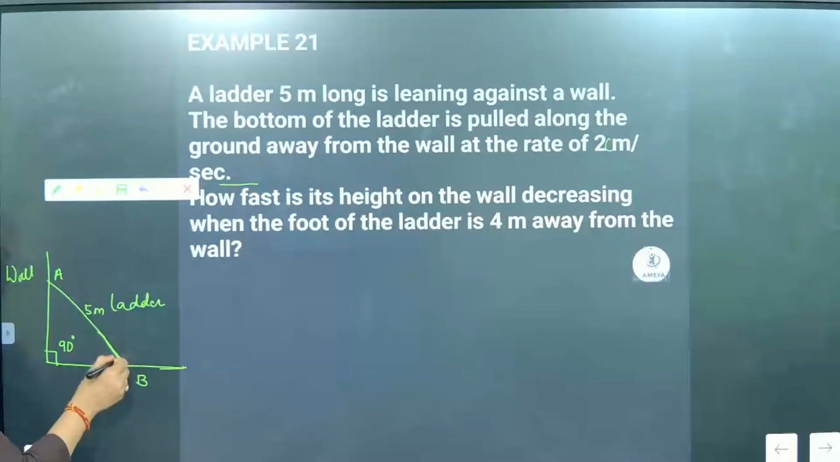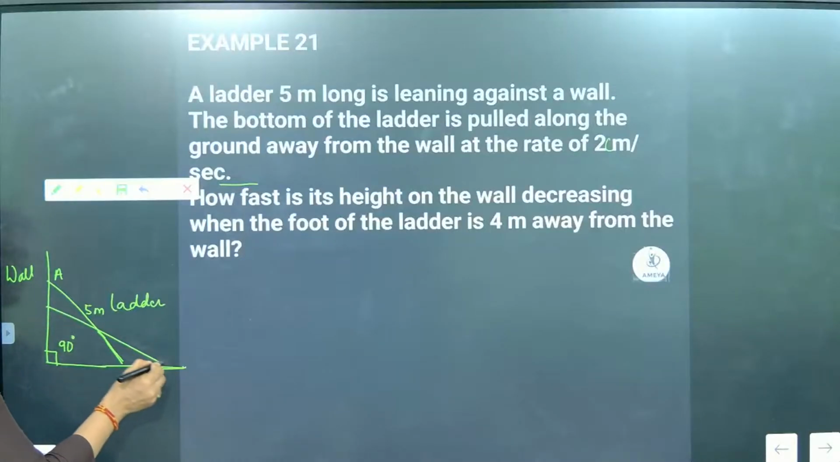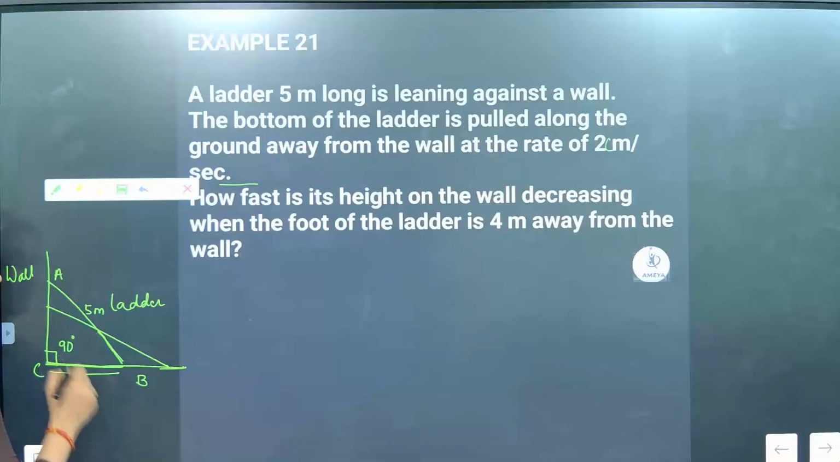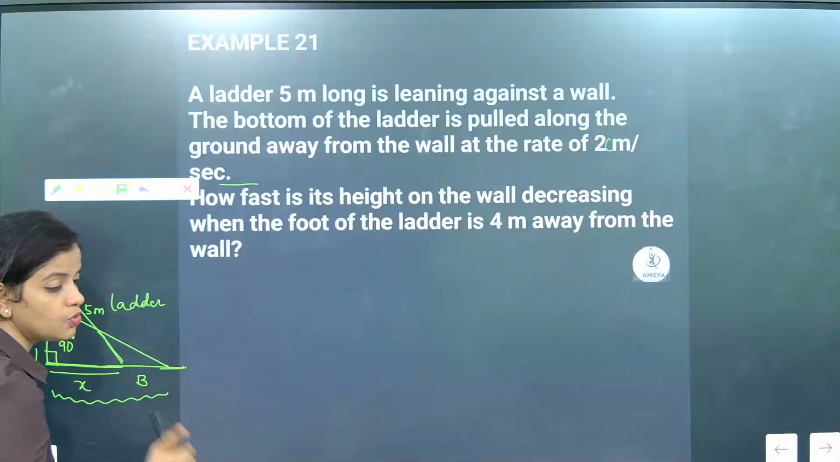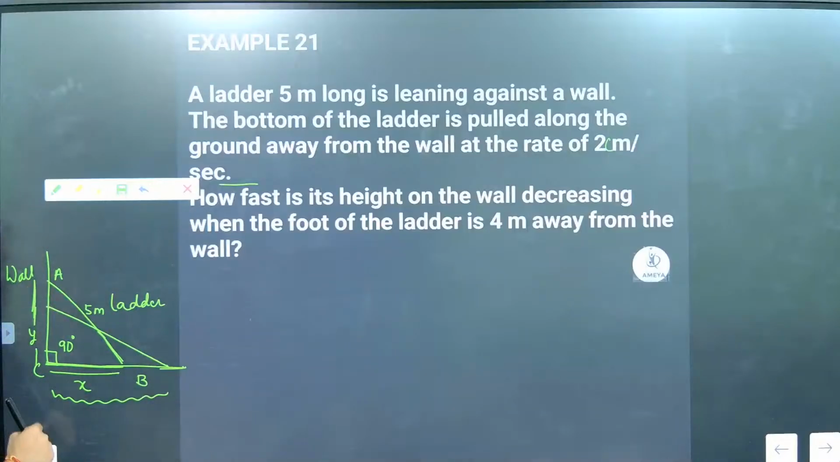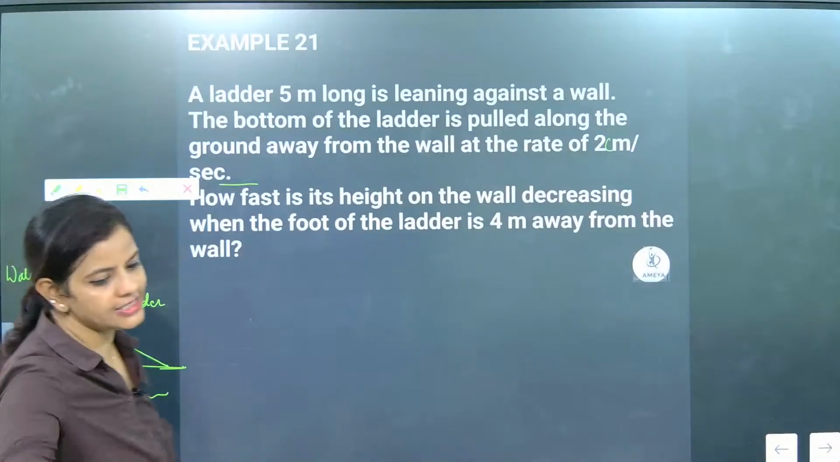Now beta, if it slips, it will come to this place. Understood? We will take this triangle as A, B, C. If I take this distance as x, the foot of the ladder is now slipping and coming here. So that means x is increasing. This is increasing. And this one is considered as y, sorry, this one total is considered as y before converting into motion. So here this is y, then y is decreasing and x is increasing.